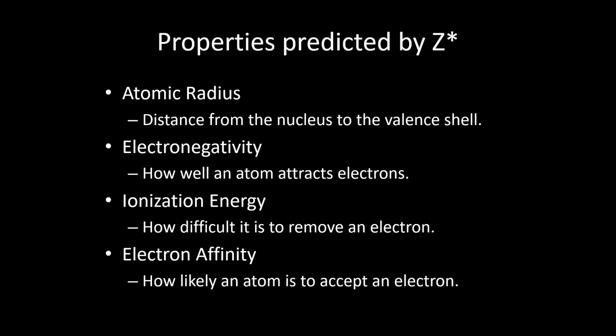Ionization energy is the amount of energy that it takes to remove an electron. So if you have to take an electron away from something, how difficult is it to do that? How much energy do you have to expend to do that? And then we have electron affinity as well, which is how likely an atom is to accept an electron. And then there's one other we're going to look at the very end. That's metallic character.